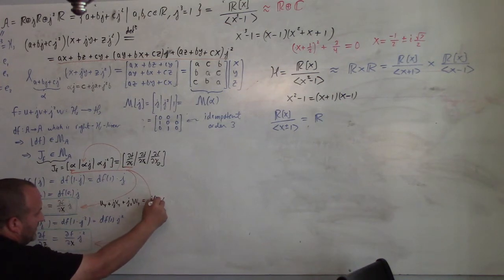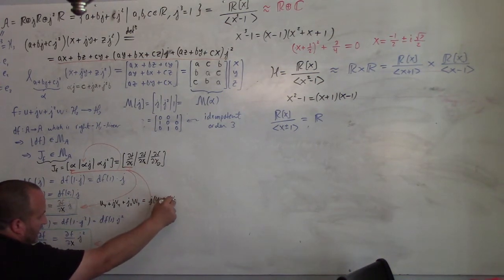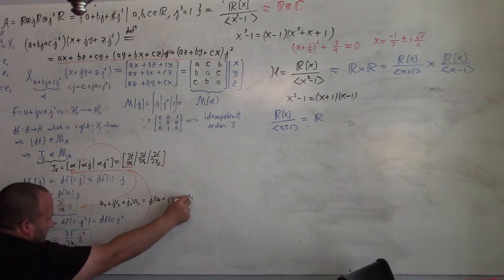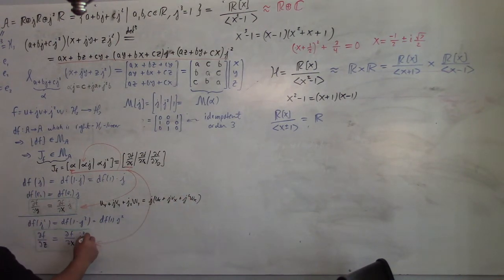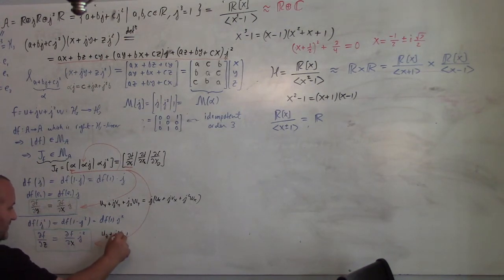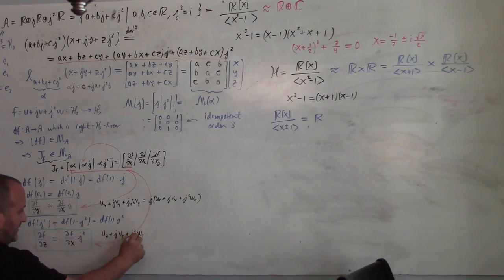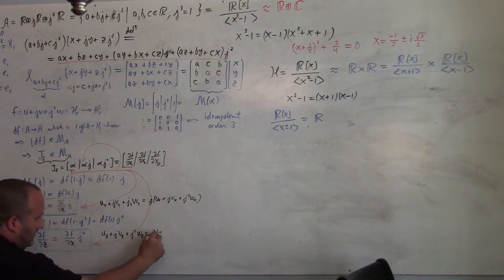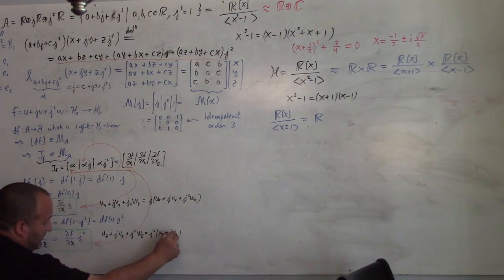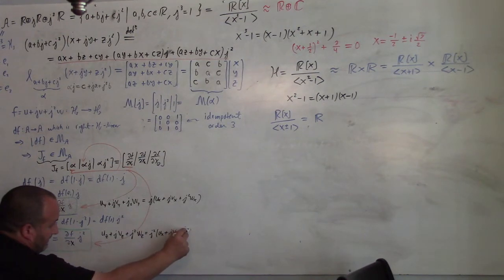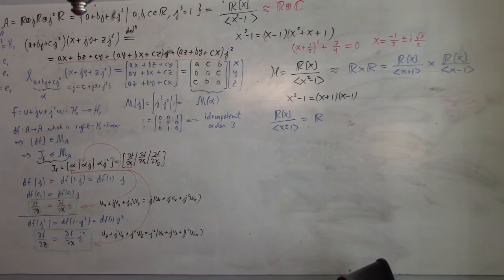J times ux plus jvx plus j squared wx. This one gives me uz plus jvz plus j squared wz is equal to j squared times ux plus jvx plus j squared wx. So each one of these vector equations gives us 3 scalar equations, which I will now write out.